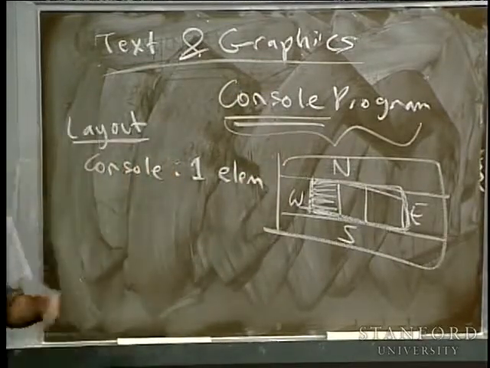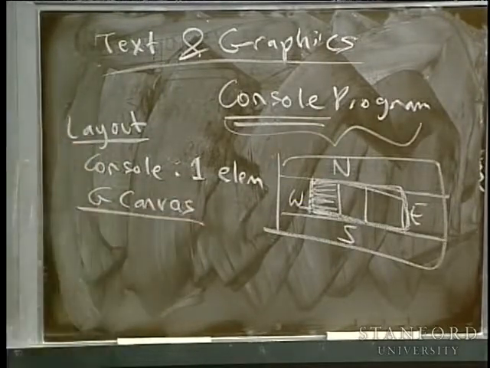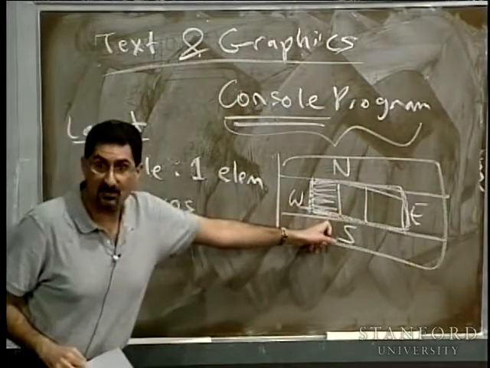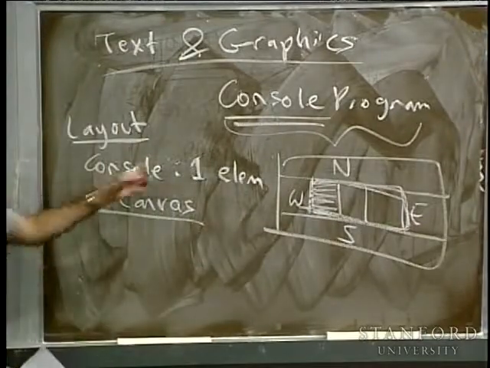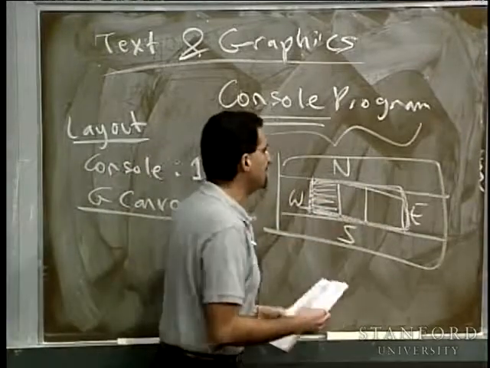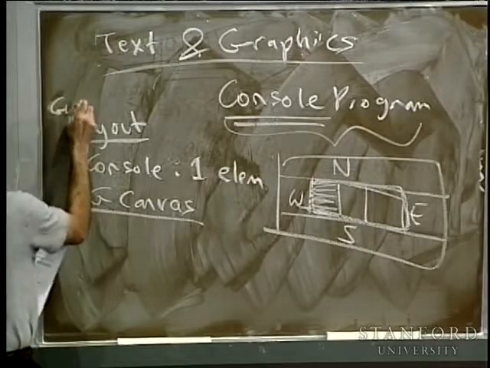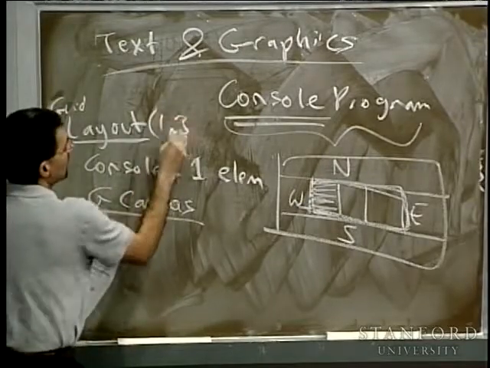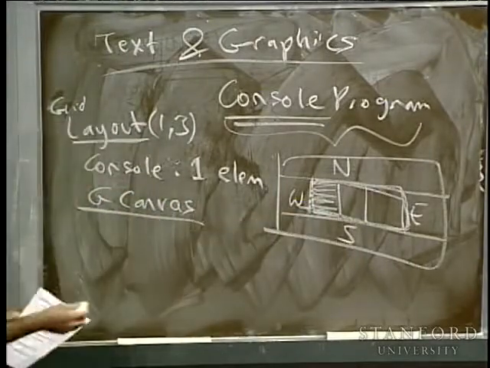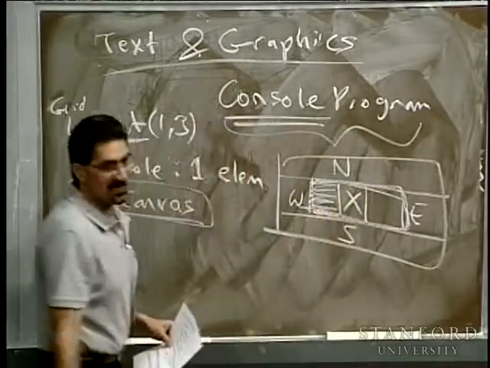We do the little trick we did in Hangman, which is there's this thing called a G-canvas. What we're going to do is create a G-canvas, and a G-canvas, importantly, is something that we can add to a layout. So I can say, create my console program. I'm going to create some layout, maybe a grid layout that's 1, 3, which would give me this. My first thing is already taken up by my console. What I'm going to do is create a G-canvas and add that G-canvas as my second element.